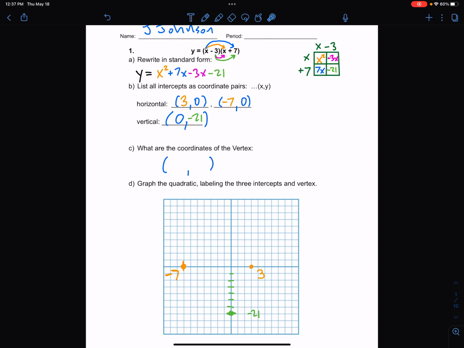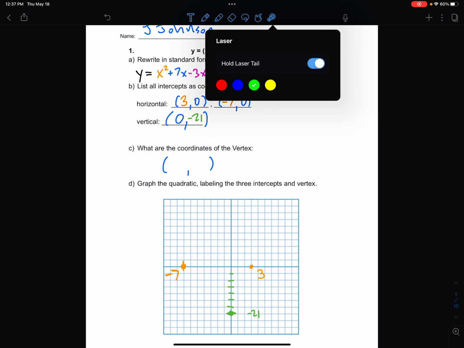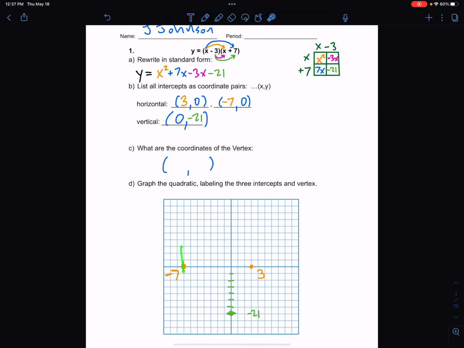What's the vertex of this thing? Now, the way we find the vertex is we know that the x value of this vertex is always right smack dab in the middle of my 2 horizontal intercepts. So I'm looking for what's right here in the middle, and then I can figure out where my vertex is going to be. So I want to think, how far away is -7 from 3?